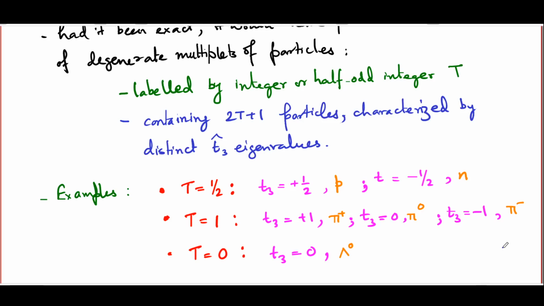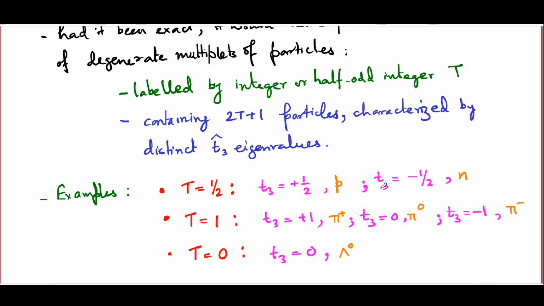However, it is not exactly equal to the charge. For example, in the proton-neutron doublet, the average charge is plus half: 1 for the proton, 0 for the neutron. And T3 essentially tells you how much the charge deviates from the average charge. So, if you take the average charge plus half for the proton-neutron doublet, and add T3 equals plus half for the proton, you get the proton's charge; add minus half for the neutron, you get the neutron's charge.